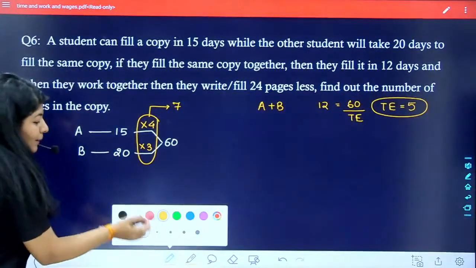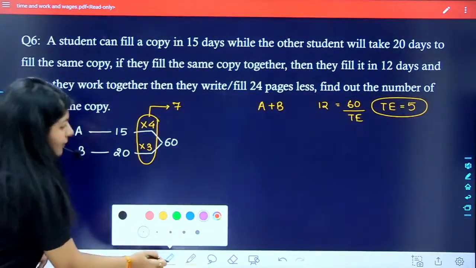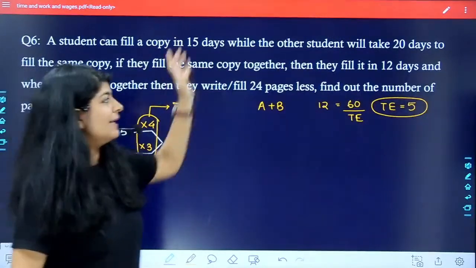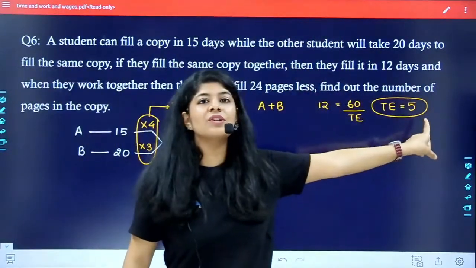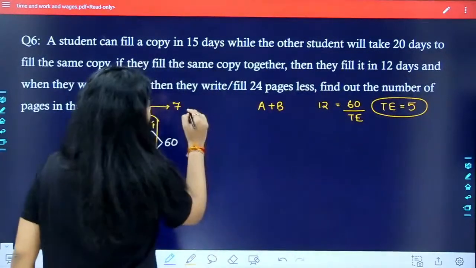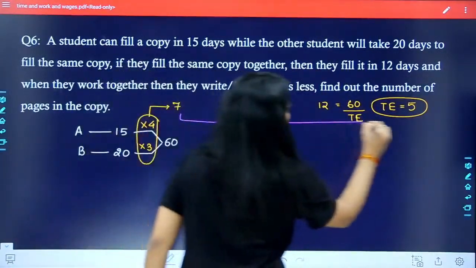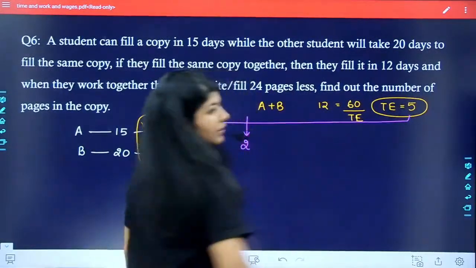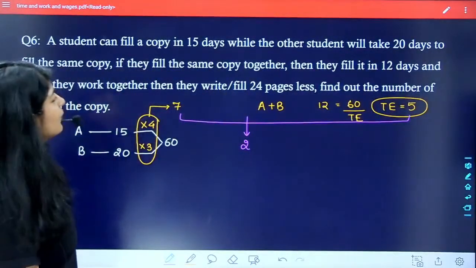But from the earlier data we can say that the total efficiency is 7, while as per the question the total efficiency is 5. Now we are getting a difference of 2.